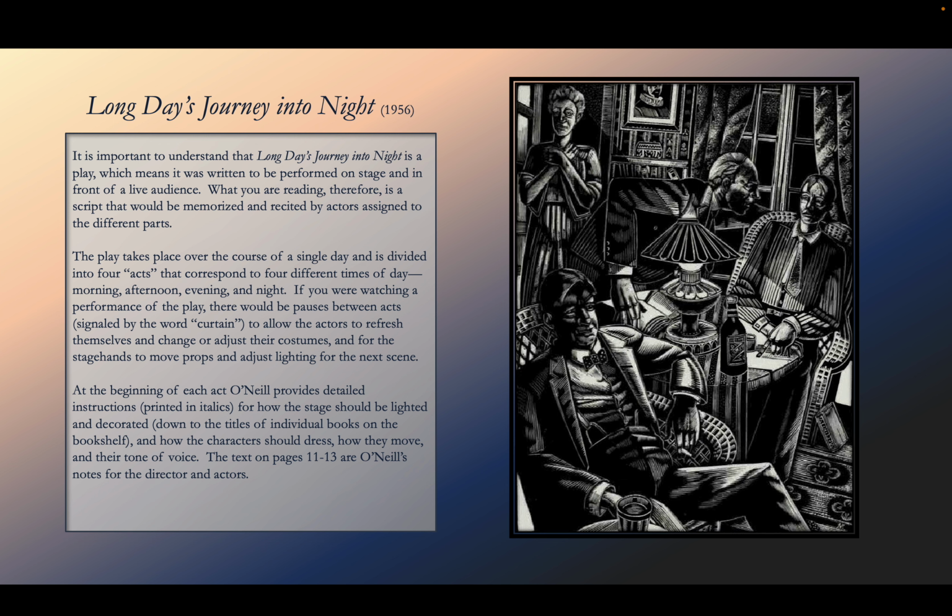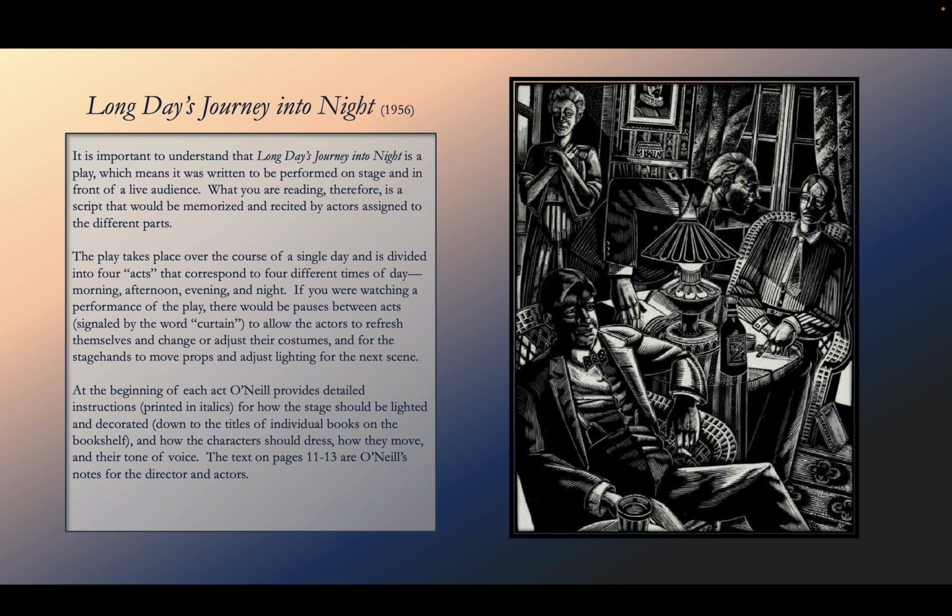At the beginning of each act, you'll notice that O'Neill provides very detailed instructions, and they're printed in italics, so it's not like they're part of the play. They're his instructions for how the stage should be lighted, how it should be decorated. Even down to the titles of the books that would be on the bookshelf. I don't know how anyone sitting in the audience would be able to read the titles of the books, but he was very particular that way.